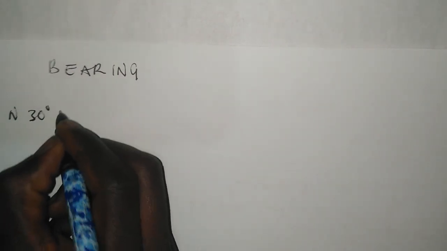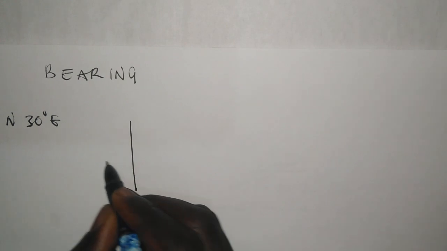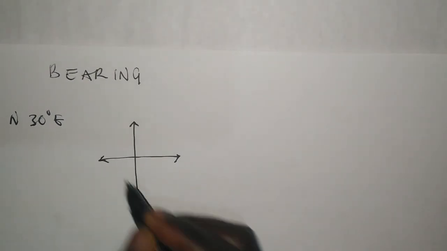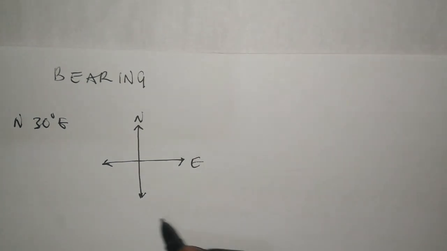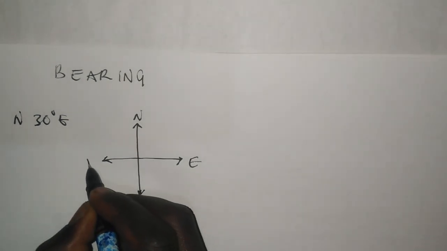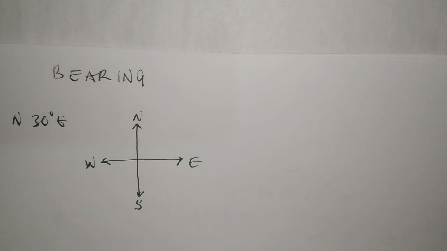In this video, we're going to be looking at bearings. If you are given a question, let's say north 30 degrees east, how do you draw this particular bearing? To draw this bearing, you first of all put down the direction. We have north, we have east, we have west, we have south. So these are the directions.